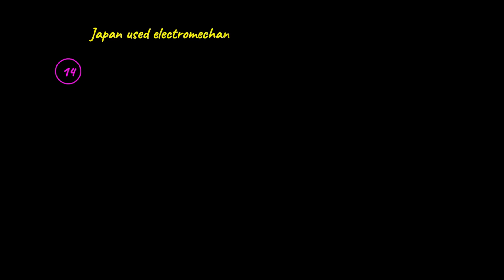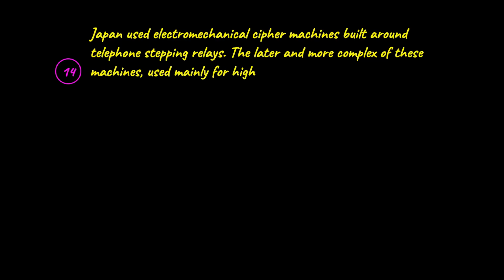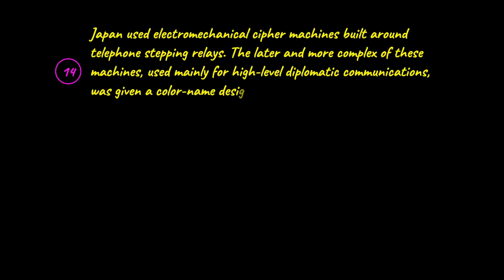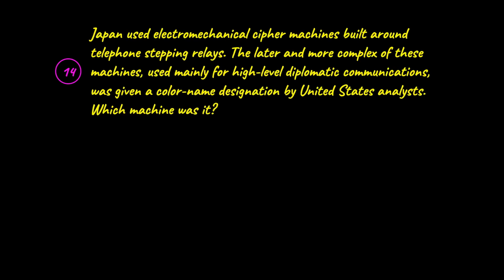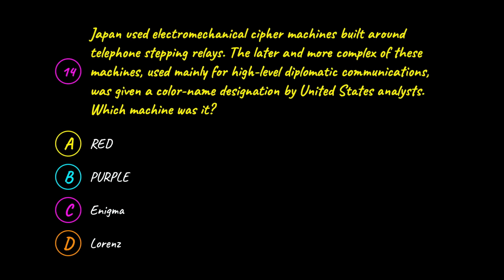Question 14. Japan used electromechanical cipher machines built around telephone stepping relays. The later and more complex of these machines, used mainly for high-level diplomatic communications, was given a color name designation by United States analysts. Which machine was it? Your options are A. Red, B. Purple, C. Enigma, D. Lawrence. Which would you go with? Lock it in before the reveal.